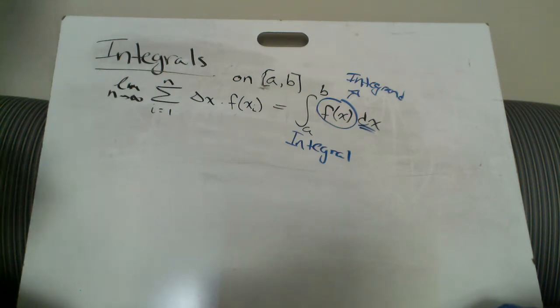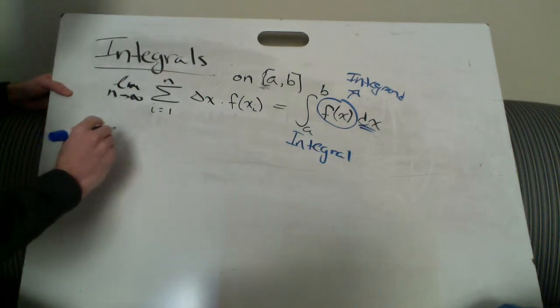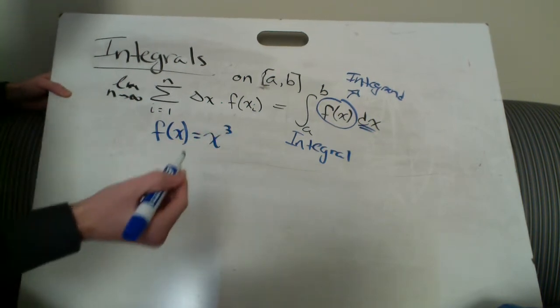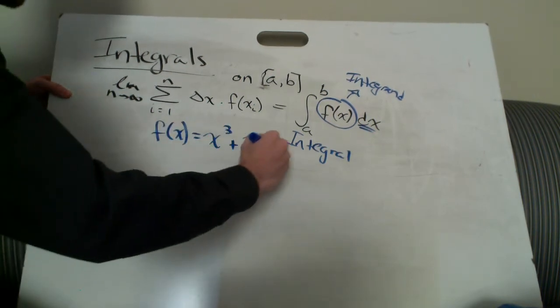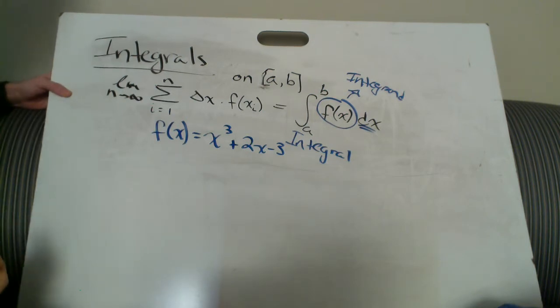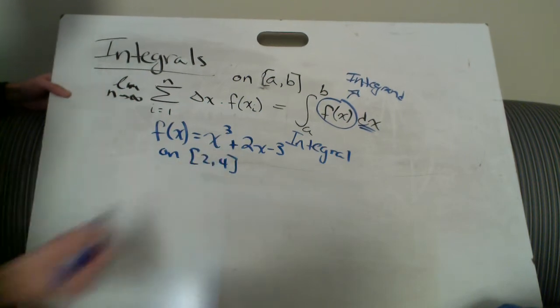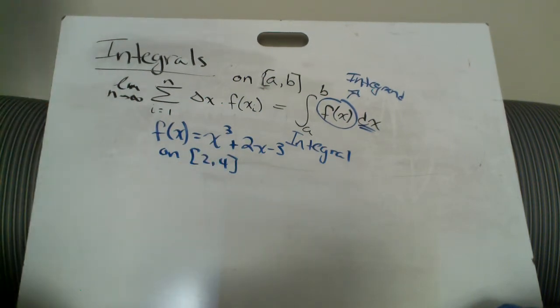Let's get an example going here. Let's say we have the function f of x, which is x cubed plus 2x minus 3. And let's say we're on the interval 2 to 4. Our goal is simply to write out this integral, write out what the area under this curve would be, just to get familiar with the notation. So how would we do this?